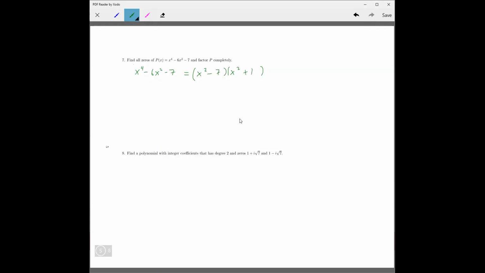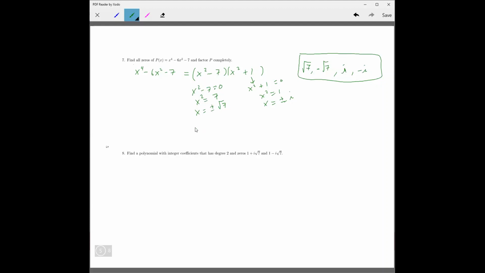So we set each of these equal to 0, and we have x equals plus or minus root 7. And then here, this is just like the previous problem. We have x is plus or minus i. So the zeros are root 7, negative root 7, i, and negative i. That's all the zeros, and make sure you have 4 of them because the degree is 4.